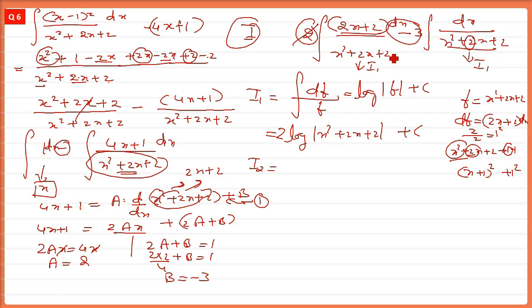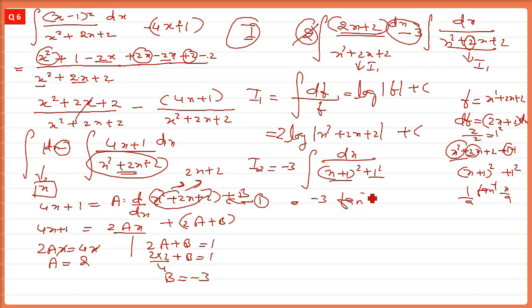So negative 3 will be there, and integration dx divided by x plus 1 whole square plus 1 square. So x square plus a square, you know, 1 by a tan inverse x by a, and a is 1 here. So don't worry about the a. It will be simply tan inverse x plus 1, preceded by negative 3. So tan inverse 1 will always be there. Just for the sake of completion, let me write 1 here also. So what will be the final term? Negative 3 tan inverse x plus 1.